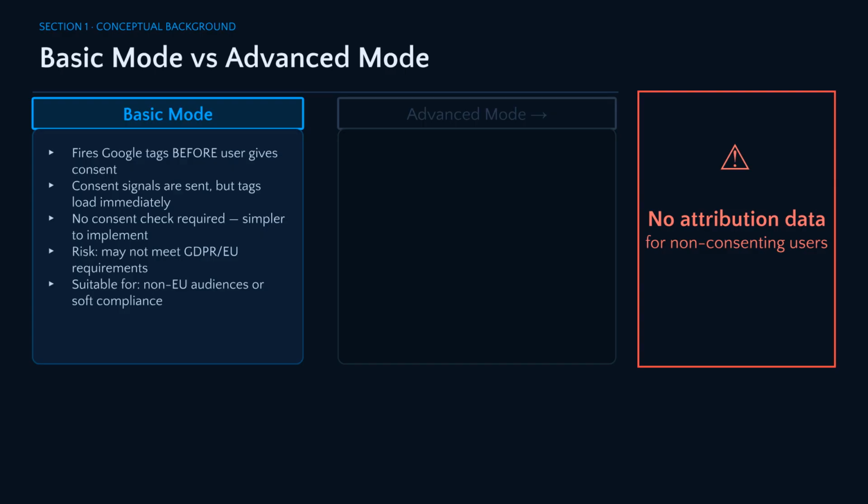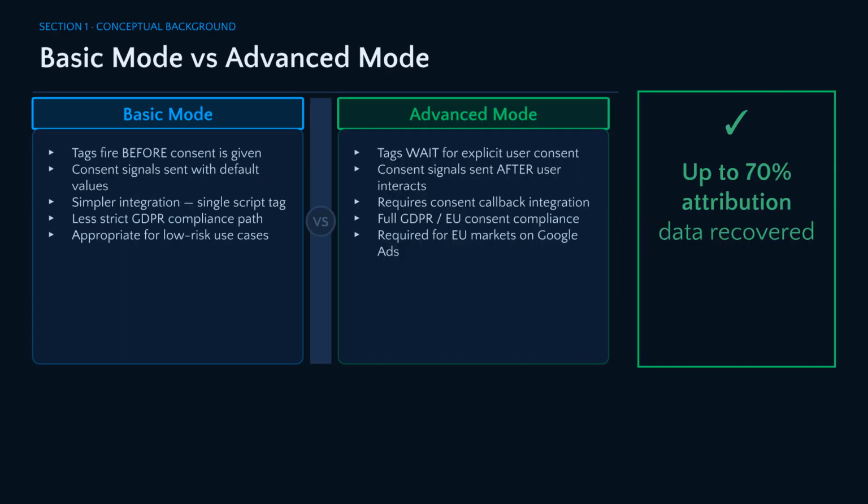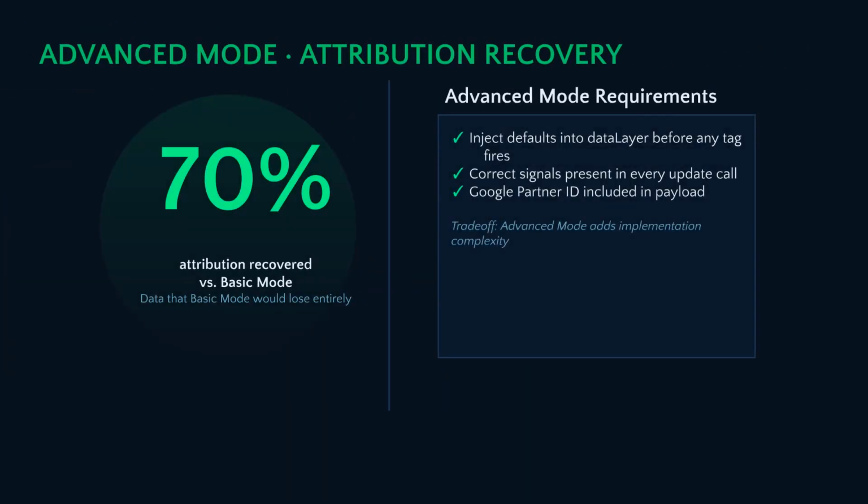The second is Advanced Mode, and this is what Google recommends. In Advanced Mode, tags are allowed to load immediately, but they operate with denied signals. Google's infrastructure then uses cookieless pings and behavioral modeling to recover attribution data for users who haven't consented. In practice, this recovers up to 70% of attribution data that Basic Mode would lose entirely.